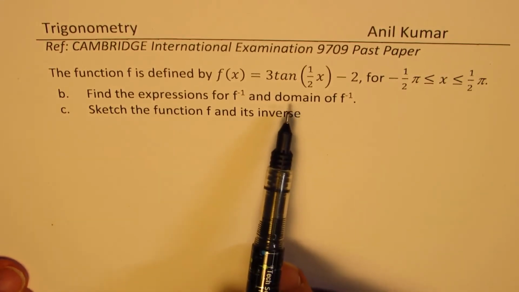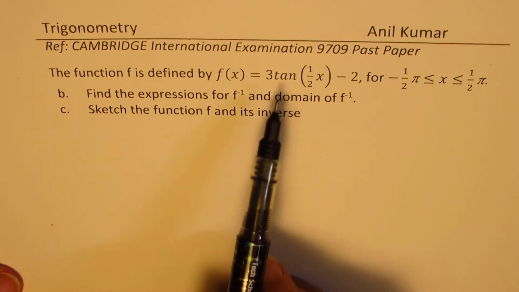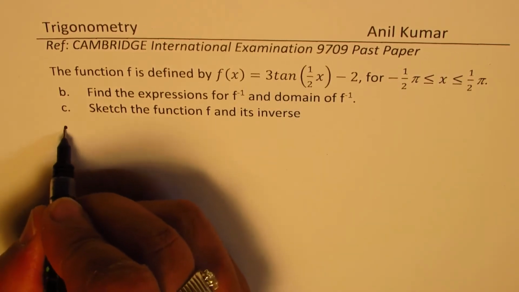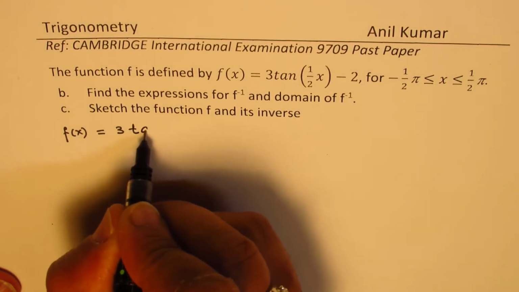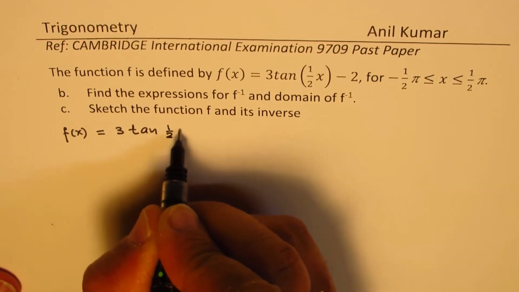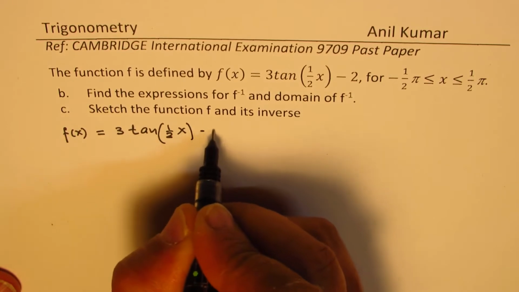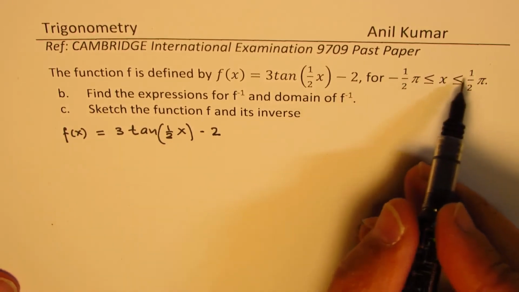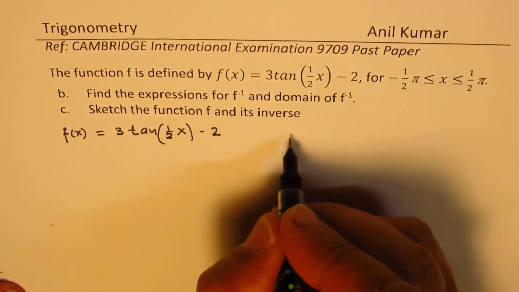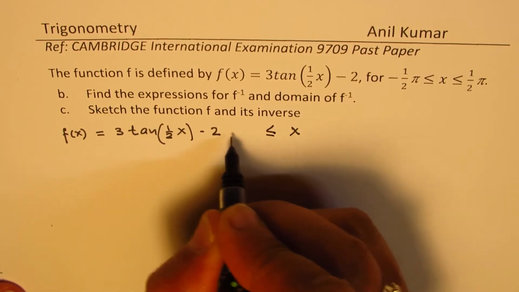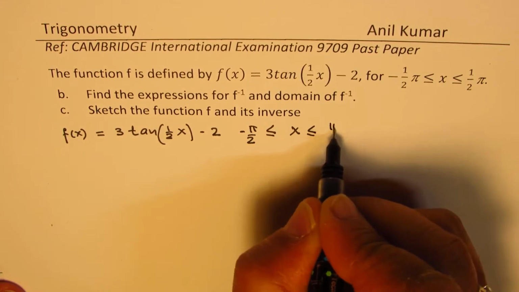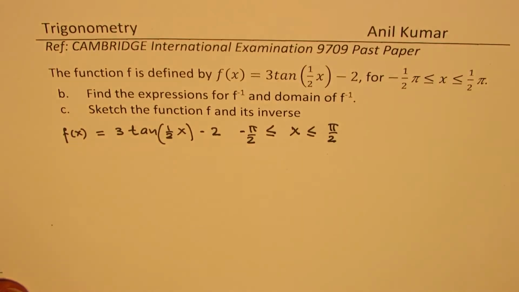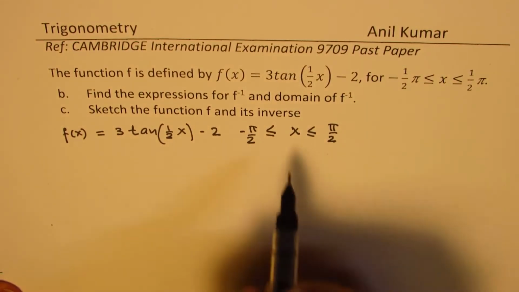So we can actually tackle domain first. We have the function f of x equal to 3 tan half x minus 2, right? We are given the domain of this function. The domain is that x is between minus pi by 2 to plus pi by 2, correct? Now, this is the domain.